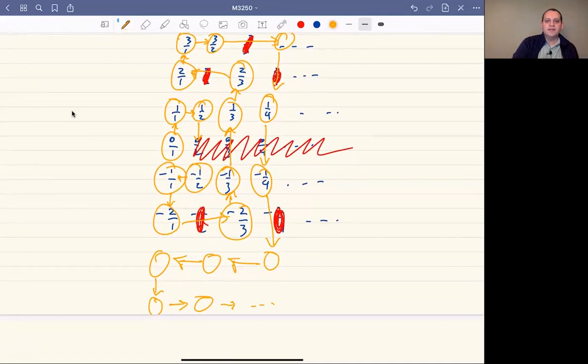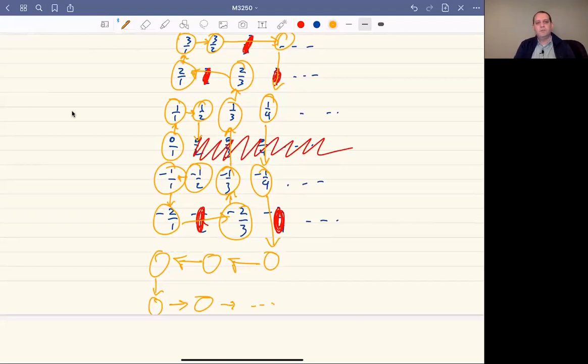Okay, and what that means is that we've put them in one-to-one correspondence. Good luck figuring out what this actual function is. I don't care though. All I care about is that we can put them in one-to-one correspondence, and I think that we've demonstrated that pretty well.